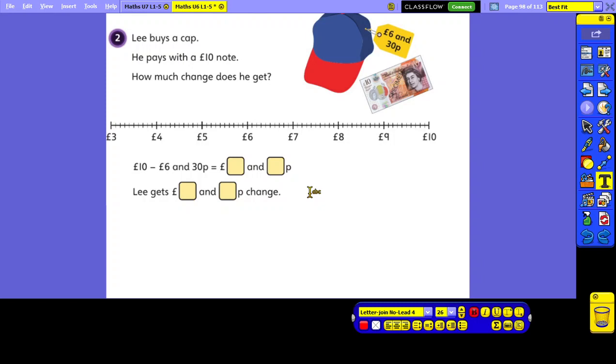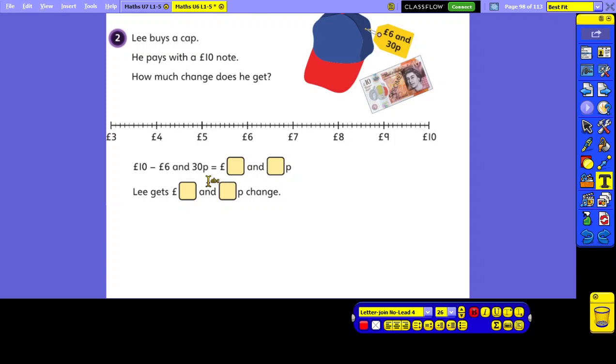I'm hoping I'm surrounded by Year 3 superstars, all of whom can tell me what those little lines in between my pounds on my number line equal. Well, if we count how many lines we've got, I've got 1, 2, 3, 4, 5, 6, 7, 8, 9, and 10, including that. So if I've got a jump of 100 here, because it's £3 to £4, so that's a difference of 100p, and I've got 10 lines in between, 100 divided by 10 equals 10. So each of these lines equals 10p. And that's important because I've got 30p to take away from my £10.